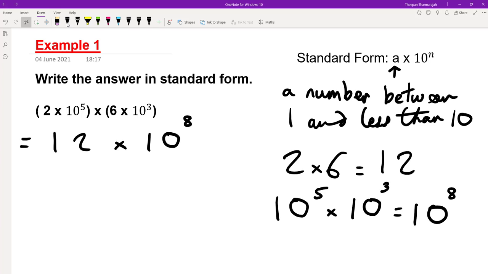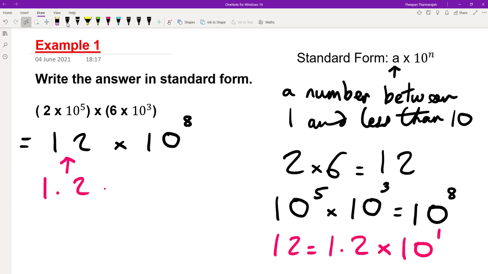Now, this could be quite deceiving. This could look like it's in standard form because you've got something times 10 to the power of something, but we know A has a special condition, that it's a number between 1 and less than 10. So what we do here is we write 12 in standard form. Well, how are we going to do that? Well, 12 is the same thing as 1.2 times 10 to the power of 1. Now you have to write the 1 there because it's in standard form. So I'm going to rewrite 12 as 1.2 times 10 to the power of 1, but don't forget it also contains a times 10 to the power of 8 originally.